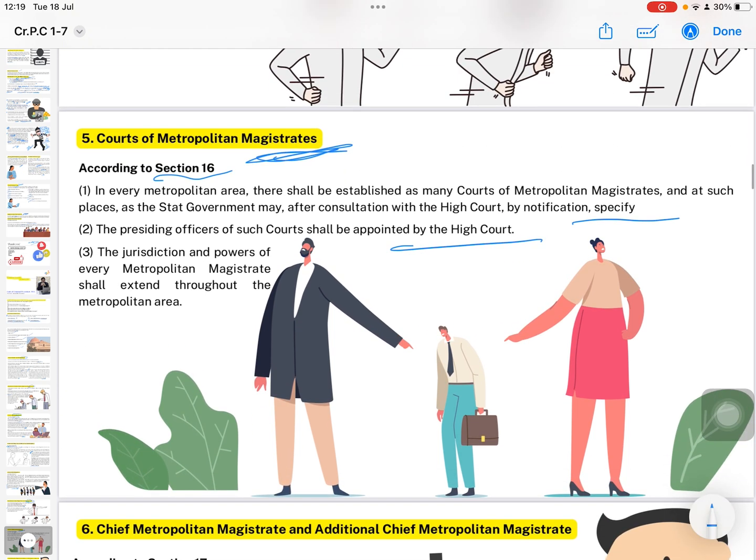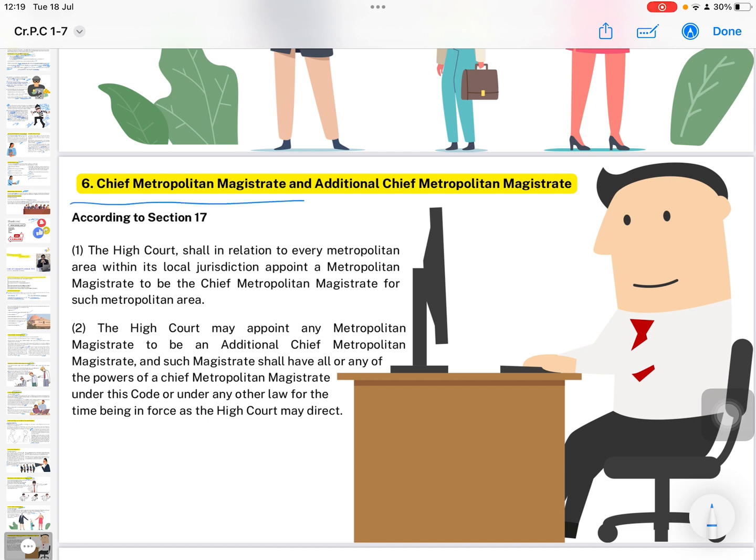Same as the Session Judge, it is. Chief Metropolitan Magistrate and Additional Chief Metropolitan Magistrate. According to Section 17 of CrPC, the High Court shall, in relation to every metropolitan area within its local jurisdiction, appoint a metropolitan magistrate to be the Chief Metropolitan Magistrate for such metropolitan area. The High Court may appoint any metropolitan magistrate to be an Additional Chief Metropolitan Magistrate, and such magistrate shall have all or any of the powers of a Chief Metropolitan Magistrate under this Code or under any other law for the time being in force as the High Court may direct.